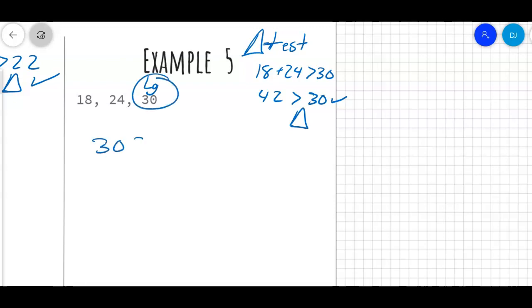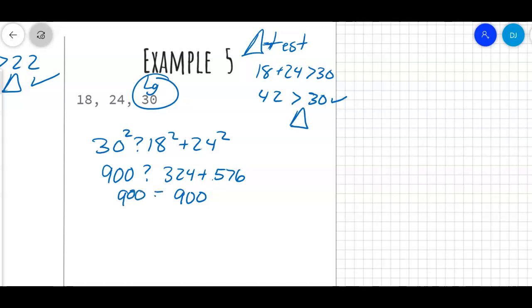So that's going to be 30 squared, question mark, 18 squared, don't forget the squared, plus 24 squared. All right, so we're going to go ahead and square both of those. 30 squared is going to give us 900. Question mark, still need to figure it out. So we have 18 squared, which is 324. 24 squared, which is 576. Adding that together, we're going to end up having 900.